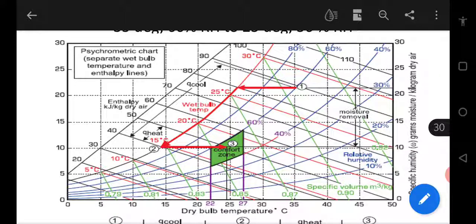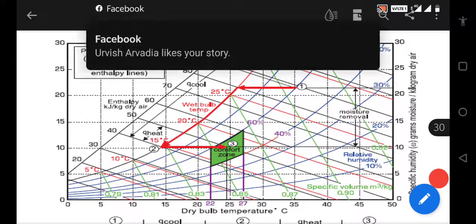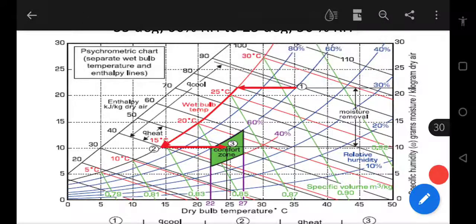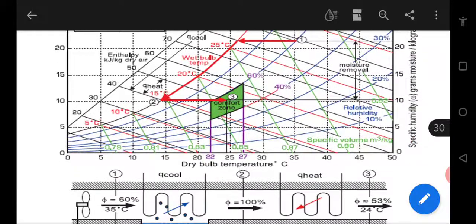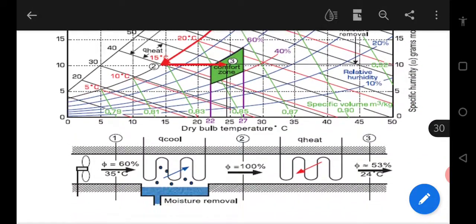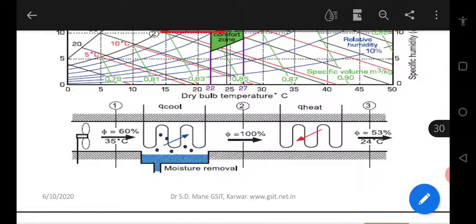Even in your normal window AC or split AC, you can find that there is condensation in the evaporator, and that liquid condensate is thrown out. So that amount of moisture has to be removed. And because it has come to a lower temperature, say 15 degrees, reheating is required from 15 to 25. So this is again cooling, dehumidification and heating.